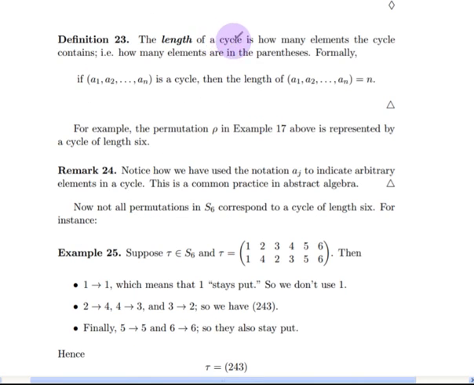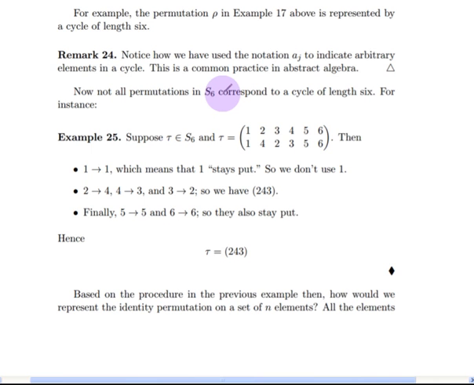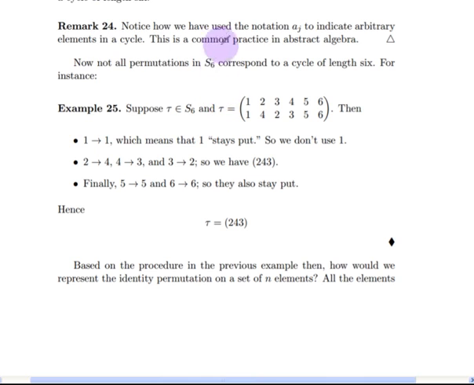We define the length of a cycle as the number of elements in the cycle. Now, so far we've looked at permutations in S6 and they've all turned out to be cycles. But in fact, that's not always the case. Look at this following permutation. In this permutation, the 1 stays put. 2 goes to 4, 4 goes to 3, 3 goes to 2, and 2 goes back to 2 again. So we have this smaller cycle, 2, 4, 3, that doesn't involve all of the elements of the set. 5 and 6 also stay put. So here we have a smaller cycle.